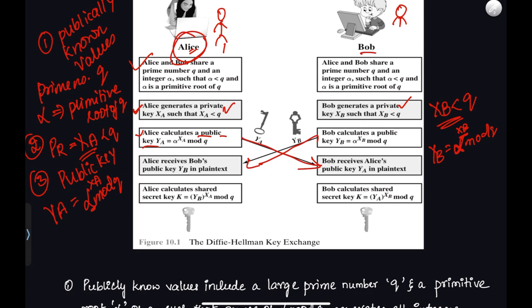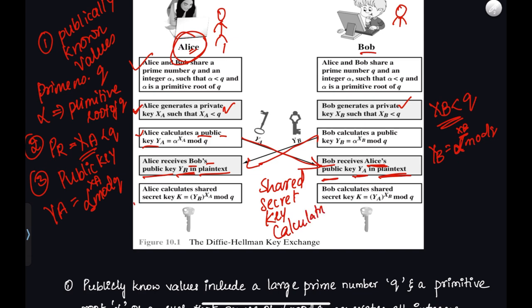So once the keys are exchanged, Alice will receive Bob's public key YB in plain text, and Bob will receive Alice's public key YA in plain text. Now after receiving the public keys, they'll perform the shared secret key calculation.